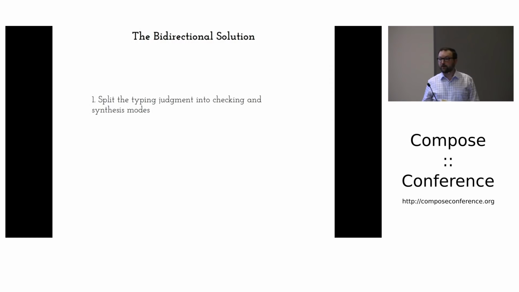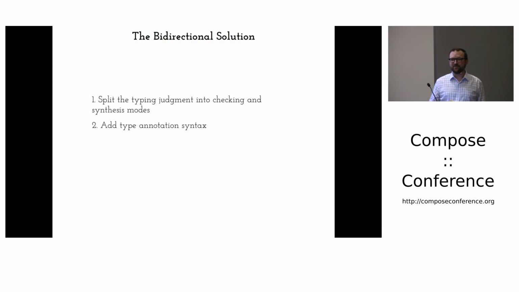And so the bidirectional type checking solution to these problems that we've been seeing is to first split the typing judgment into both checking and synthesis modes. So we've seen that checking alone is not sufficient. We've seen that synthesis alone is not sufficient. And, well, together, maybe they're going to work well. It's like Captain Planet, your powers combined. And all the 90s kids are laughing.